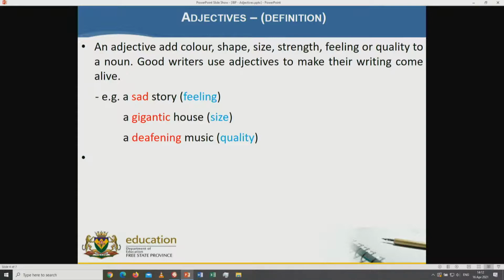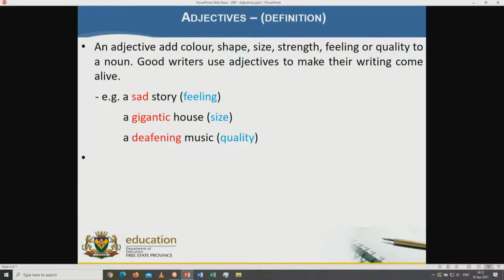Or, yes, after listening to the story, I feel a bit sad because there might be a certain character that you associate with in a story, and this character went through some not so good stuff, and then you feel so sad. It's so sad that it happened that way. Now, when you talk about size, adjectives also add size to a noun.